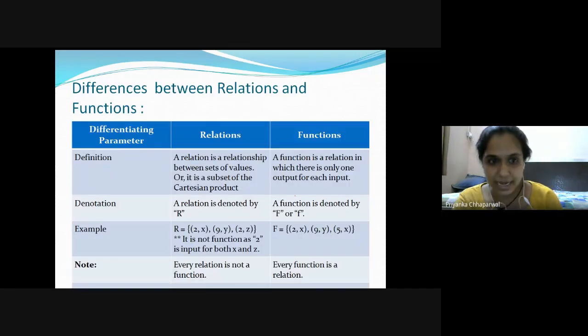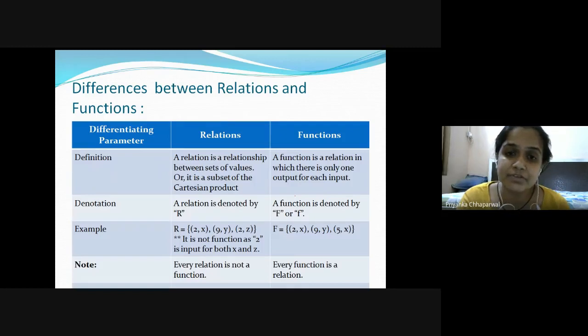So in last we have understood what is the difference between relation and function. So by definition, I think you all have to understand what is the difference. The definition of relation: relation is the subset of Cartesian product. Relation is the relationship between sets of values, means it is the subset of the Cartesian product. But what is the function? Function is a relation in which there is only one output for each input. Relation is denoted by R, function is denoted by small f and capital F.